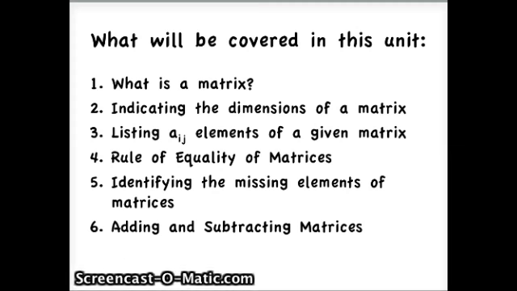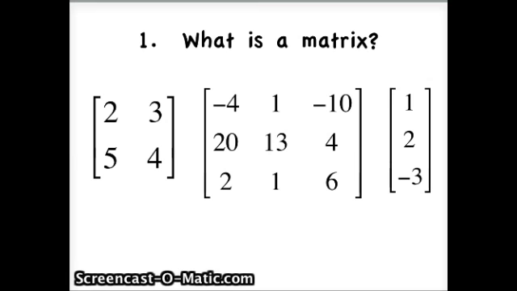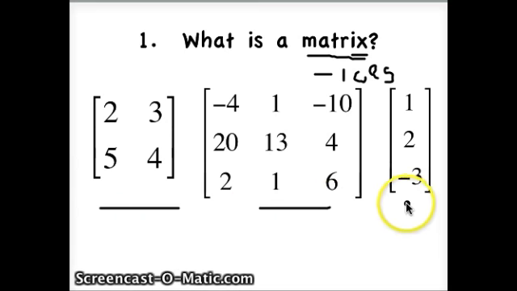Let's get started. First, what is a matrix? I want to go over some quick terms. A matrix, with the IX at the end, is one matrix. If it has I, C, E, S at the end, matrices is more than one matrix. So I just wanted to go over that brief terminology. Here are some examples of matrices.